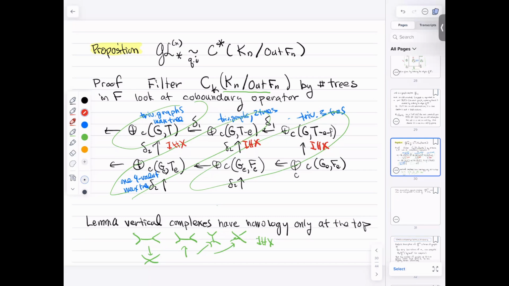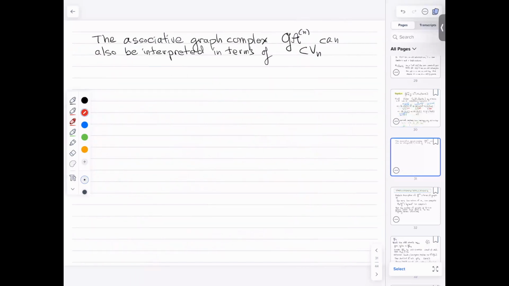In this second row, everything has exactly 1 4-valent vertex. There's 3 ways of uncollapsing it to get 2 3-valent vertices. Okay, so that's a nice picture. And then the lemma is the vertical columns have no homology except in the top dimension. So guess what? All we're left with is trivalent graphs with a bunch of trees in them, modulo IHX relations. So that's exactly the Lie graph complex.